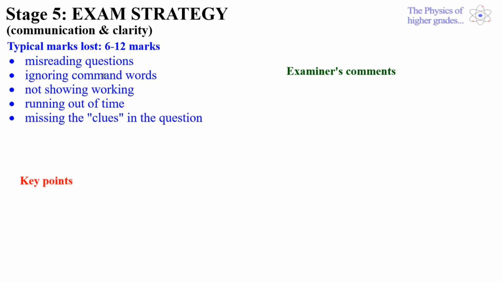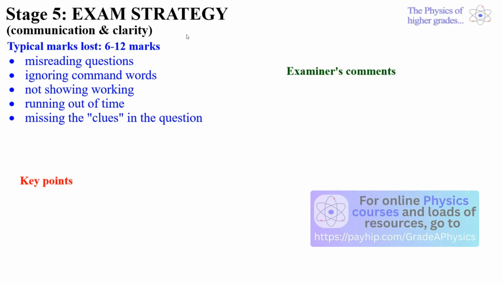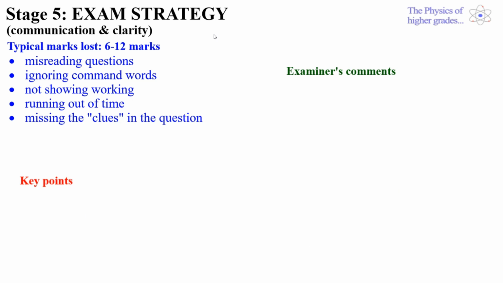Typical marks lost. So we've got 6 to 12 marks on average per paper. So this would be misreading questions, not understanding or ignoring the command words. We will clarify those later on. Not showing the working. We've mentioned this a few times. This is so important. You've really got to show your working. Absolutely important. Running out of time, we'll talk about how to manage that. And missing the clues in the question.